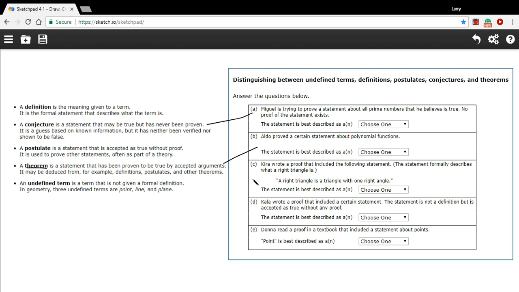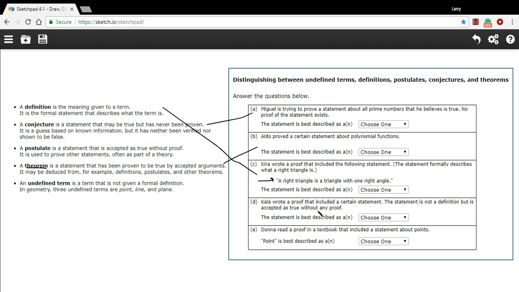All right, C says Kira wrote a proof that included the following statement. The statement formally describes what a right triangle is. A right triangle is a triangle with one right angle. This statement is best described as what? Well, that is a definition, and hopefully that's easy to recognize. When they say the statement formally describes what a right triangle is, that's a definition.